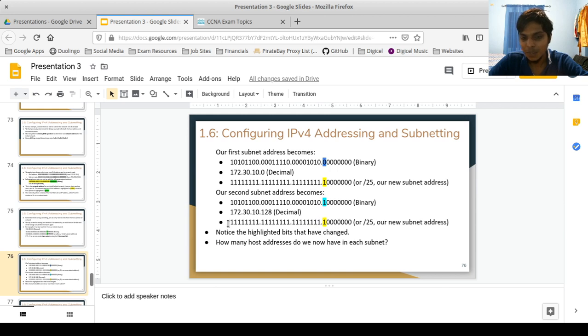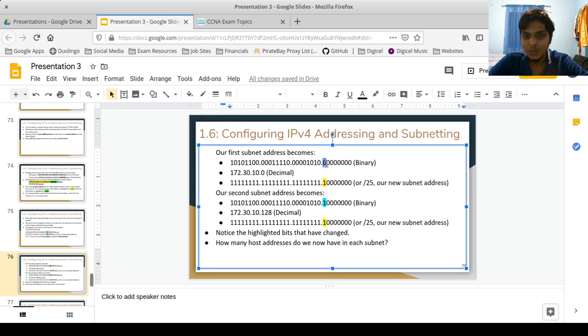They have the same subnet mask there, and the difference in their network address is going to be here. So you see this 1 bit that we borrowed, the first network address is going to be this, our first subnet address becomes this thing. So we just copy this from our big network.